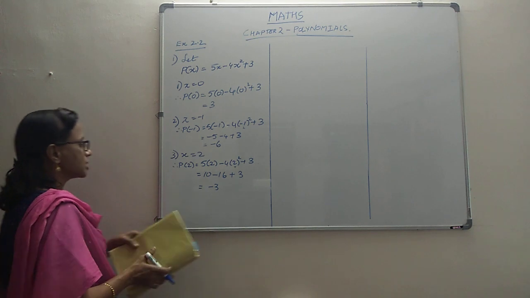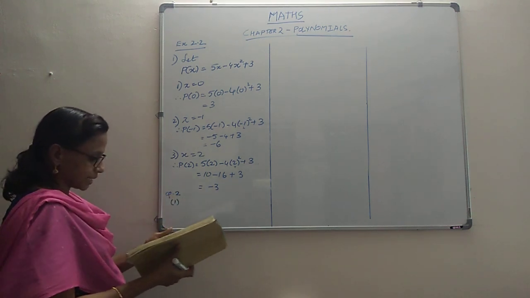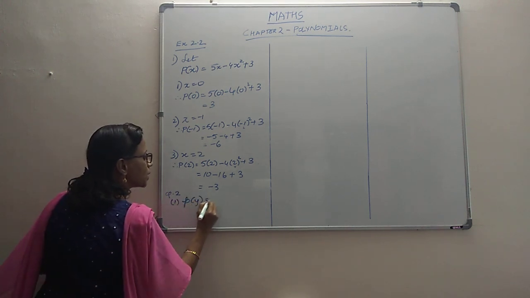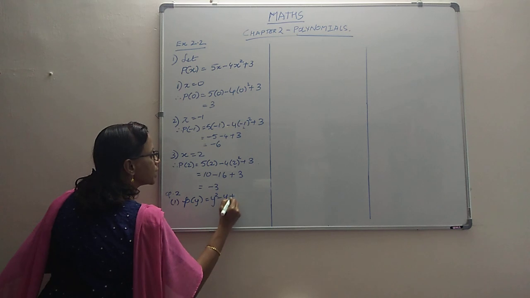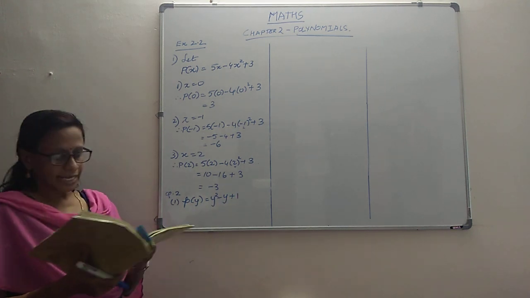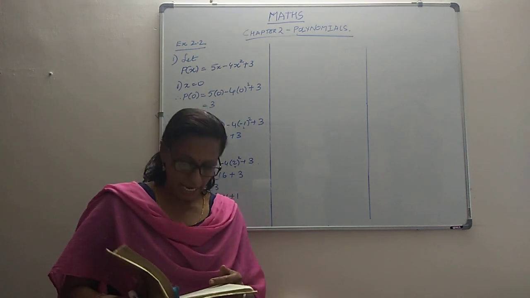The first subpart, it says that the polynomial that's given to us is p of y equals y squared minus y plus 1. They give us a polynomial y squared minus y plus 1. It's clearly given in the question that you should be finding p of 0, p of 1 and p of 2.